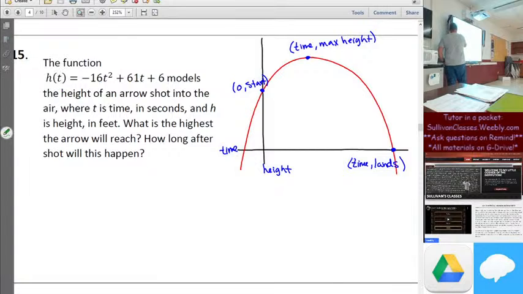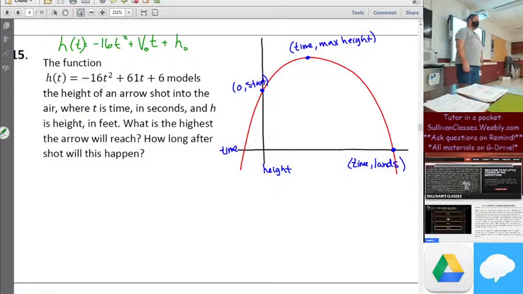The vertical motion model will always be h of t is negative 16t squared, because gravity is always constant, plus your initial velocity times time, plus your initial height. So this is specifically saying it's going to start 6 feet off the ground, it's going to take off at 61 feet per second. That's just what it means.